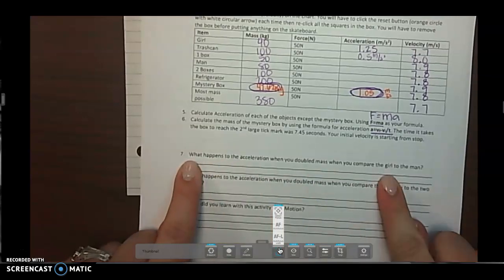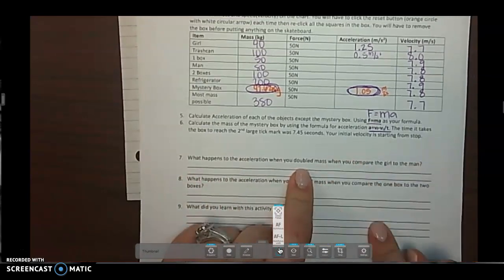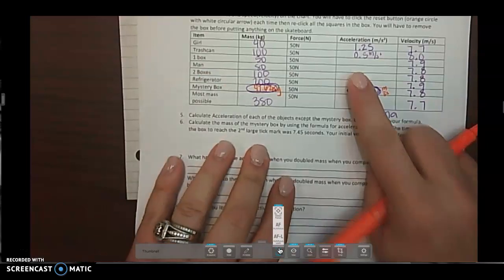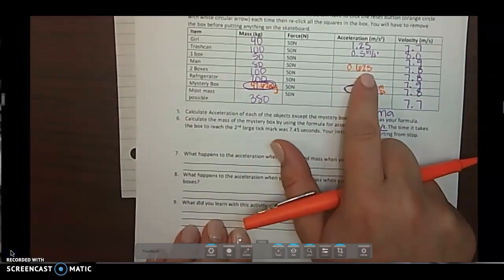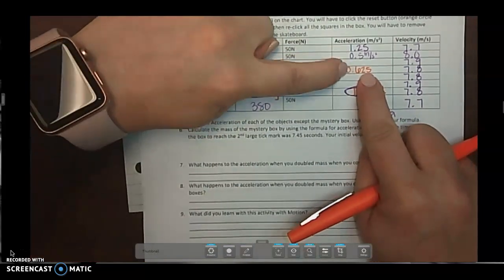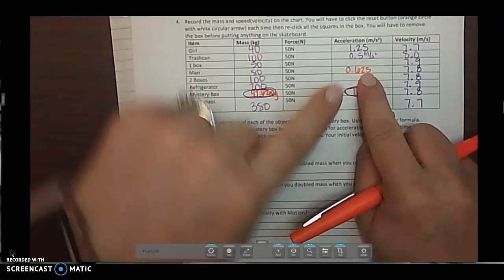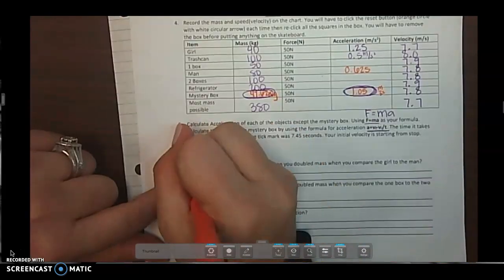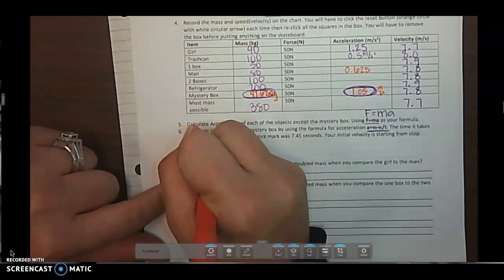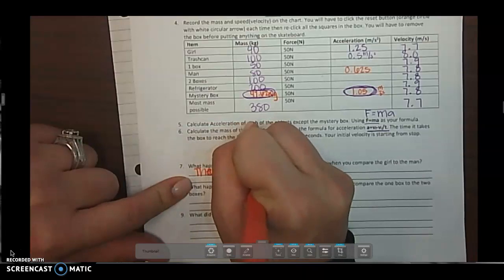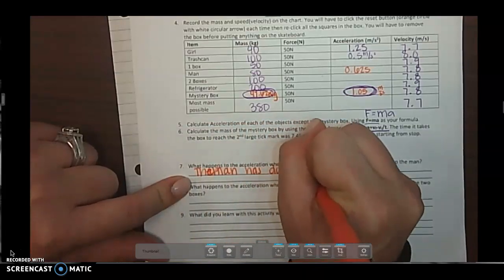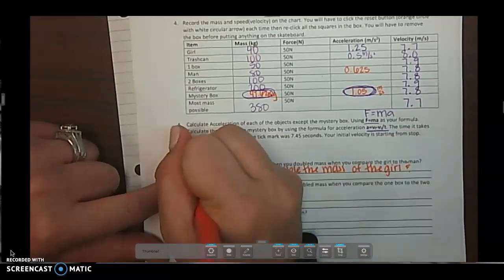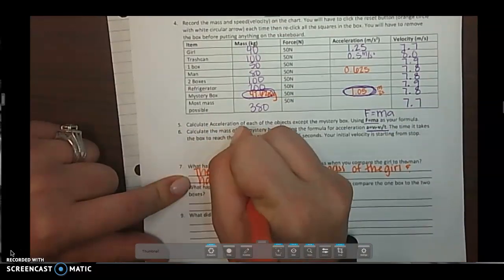Now we're going to discuss number 7. So it says, what happened to the acceleration when you doubled the mass, when you compare the girl to the man? All right. Well, our man, when we solve for acceleration, we got 0.625. So our mass halved and our acceleration doubled. So the man has double the mass of the girl and half the acceleration of the girl.